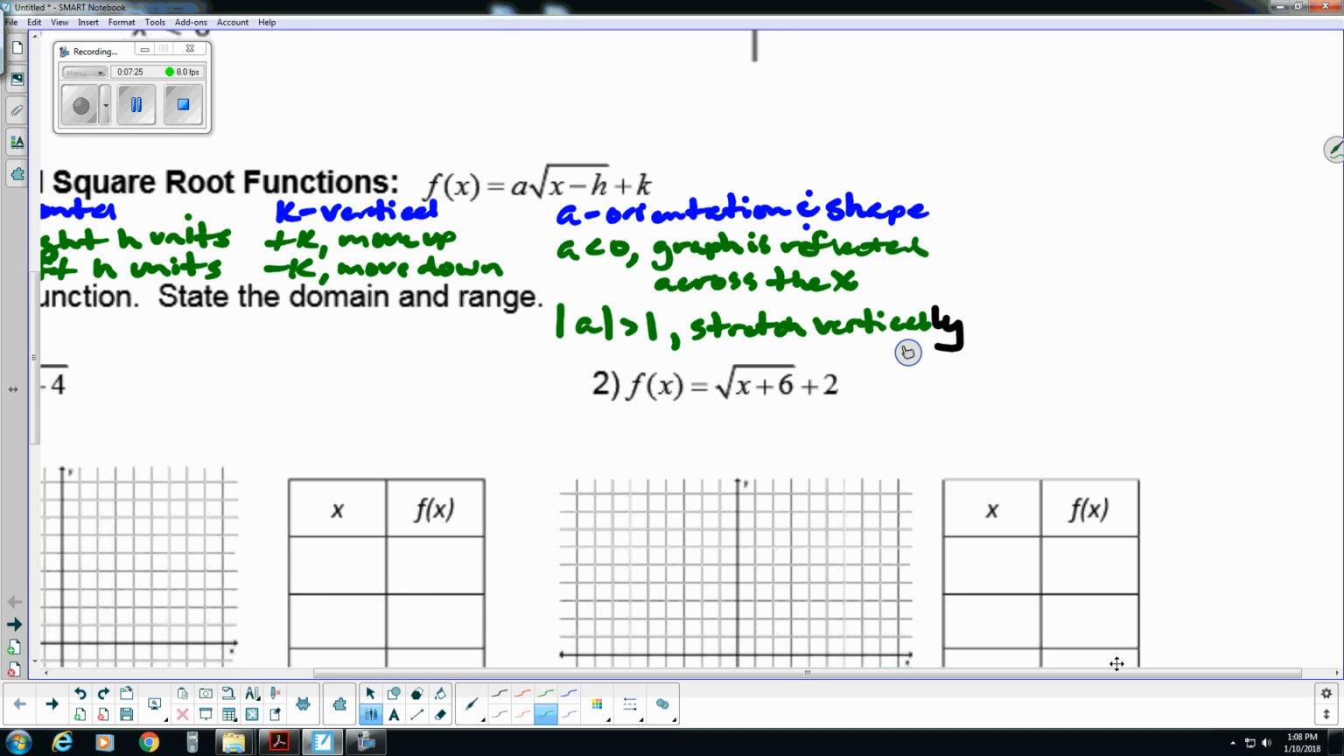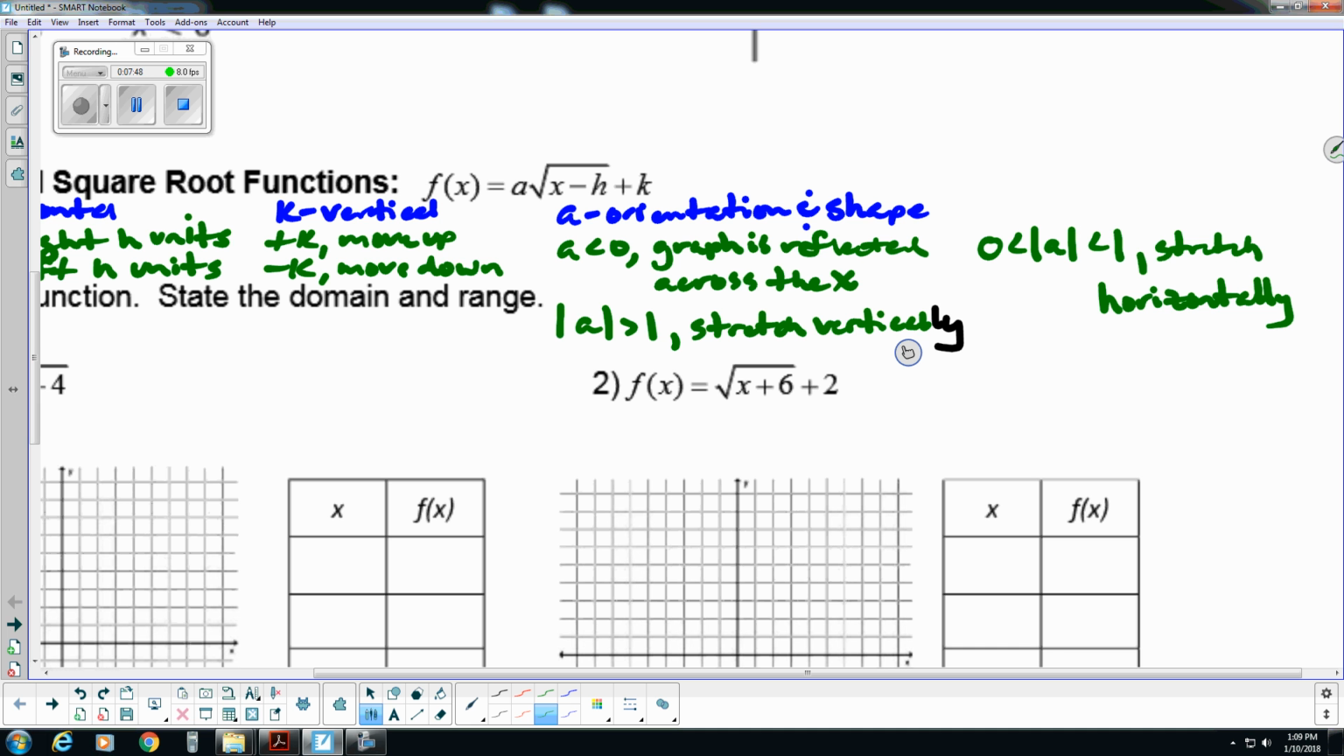When the absolute value of A is between 0 and 1, we stretch horizontally. Okay, we stretch horizontally. All right, so that takes care of the orientation and shape.